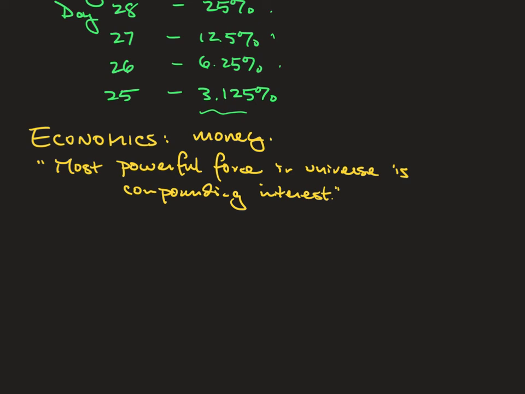Questions about compounding interest? Compounding interest implies exponential growth. Got it? Okay. I'll do a little side note right here. This is a math trick called the rule of 72. Does anyone know the rule of 72? Has anyone heard of this? Okay. This is a really, really neat trick.